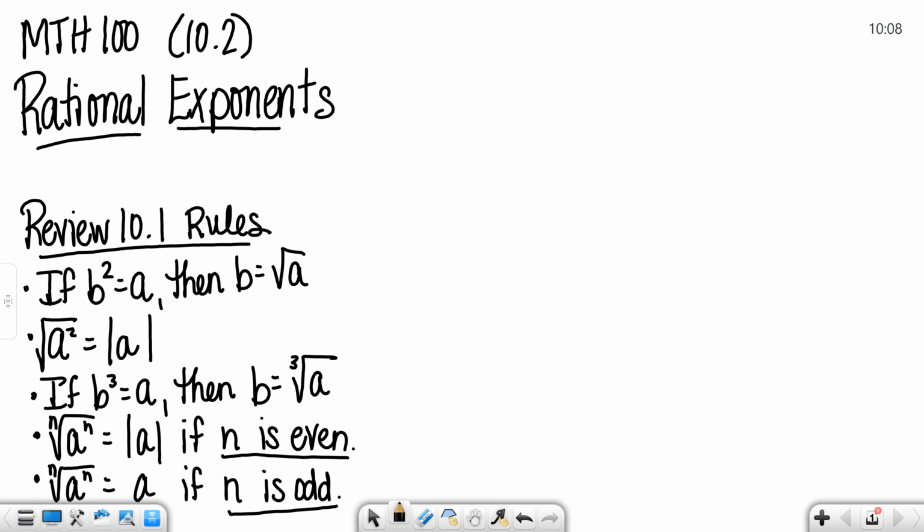So these rules have not gone away. We still are going to use those today. But this time we are going to have rational exponents. And when you see that little word rational, it means fraction. Yay, fraction exponents.